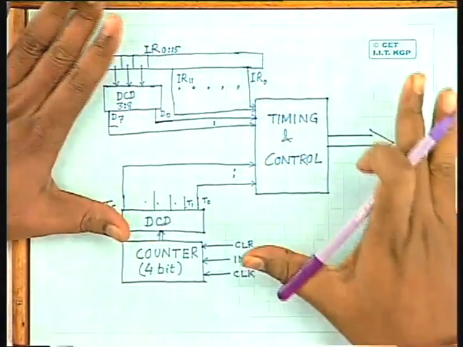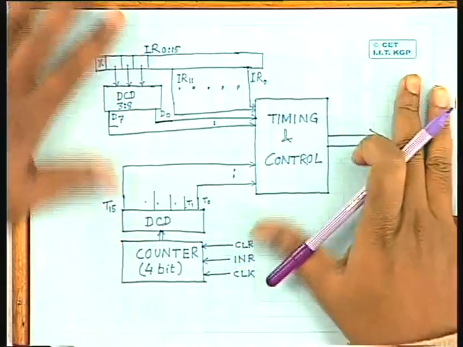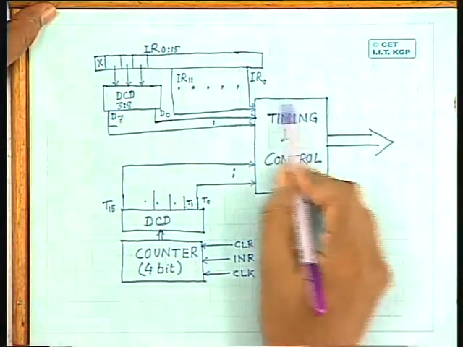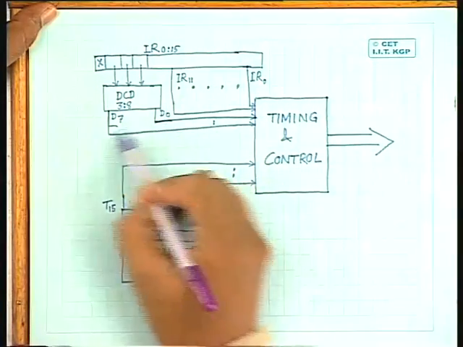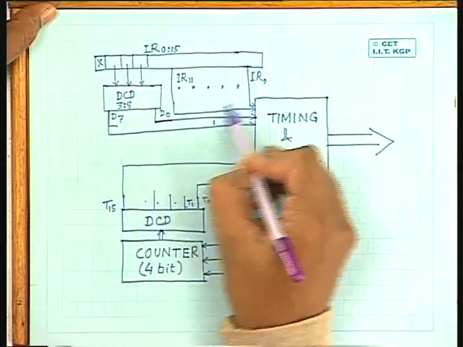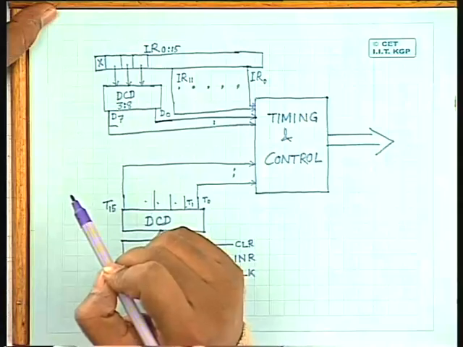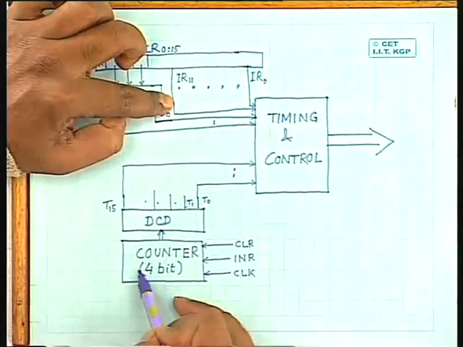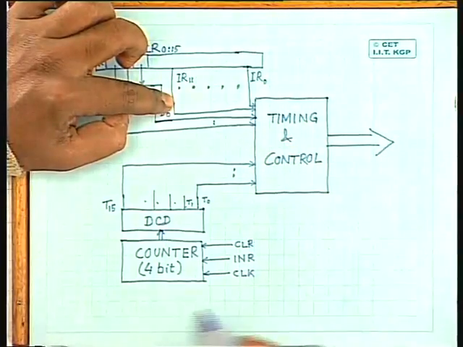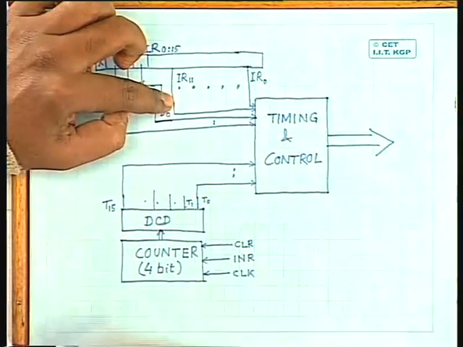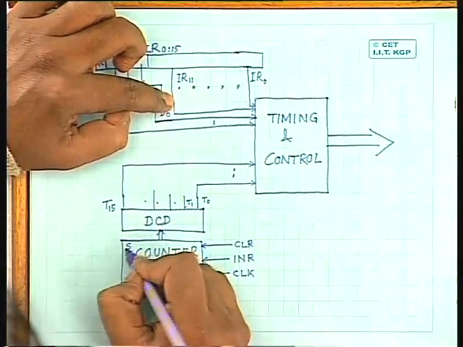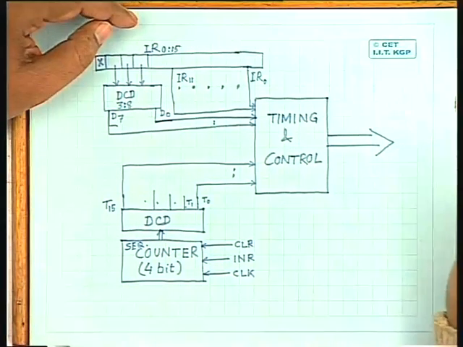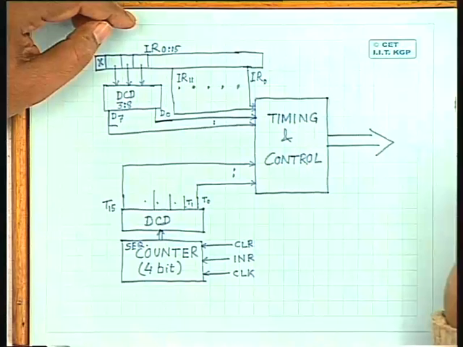As a higher level schematic, I can say this thing will be the timing and control unit along with this, and this part forms your instruction decoding unit. Timing and control gets this input, so I can say that this is also a part of timing and control. And this counter is normally known as a sequence counter. Is it okay?